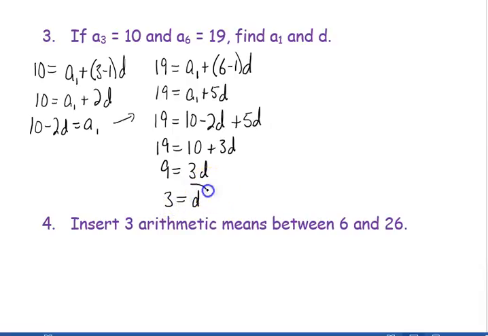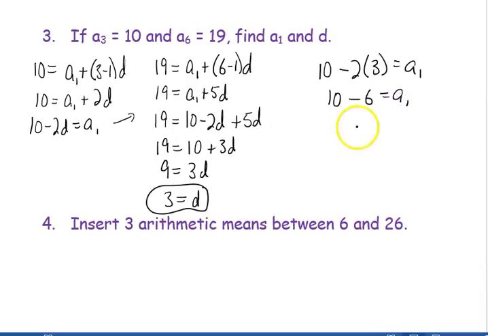So now I know d, that's one of my answers. I just have to plug it back in here or here to get my a sub 1. So I'm going to plug it back into this one. So 10 minus 2 times 3, now that I know that's d, equals a sub 1. That's 10 minus 6, which is 4.